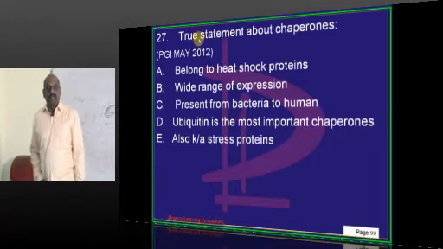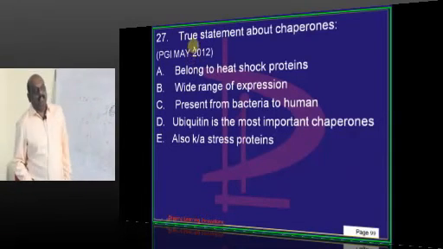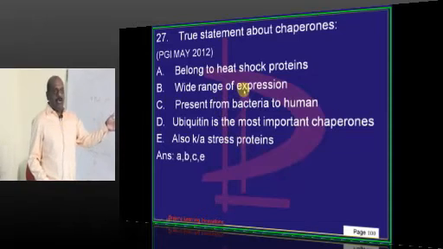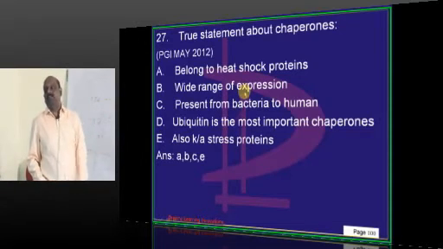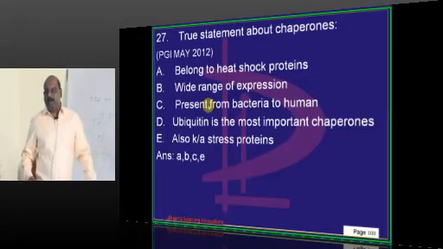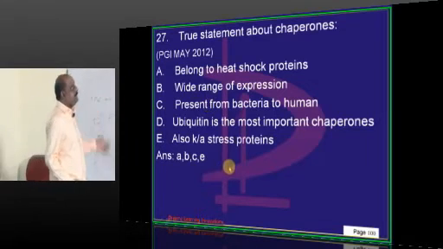Chaperones is another high yield area in biochemistry. Chaperones are also called heat shock proteins. Basically, they are pleiotropic in their properties. They have got wide range of expression.